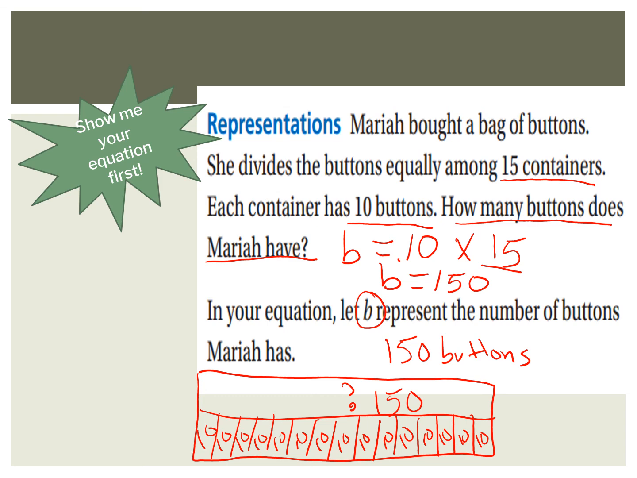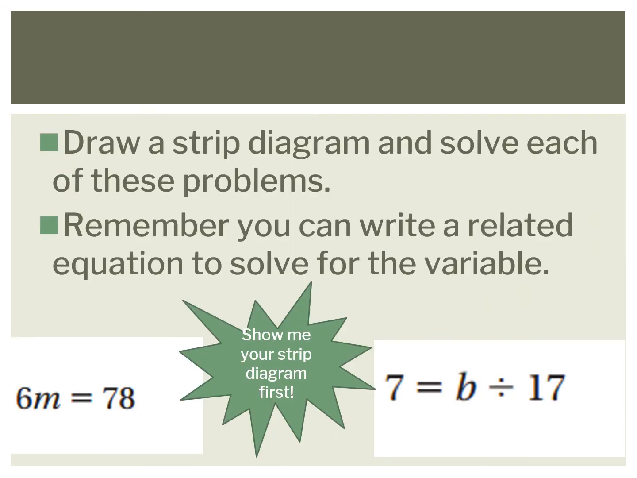All right, let's try one more like that. Let's draw some strip diagrams and solve each of these problems, okay? So on the back or on the left side of your journal, you should have some room. Let's look at here, 6M. When we see a letter next to a number without a symbol, we know that's going to be multiplication. So 6 times M equals 78.